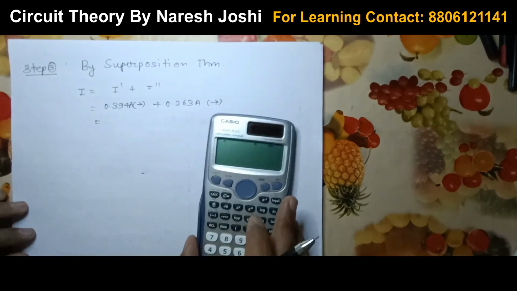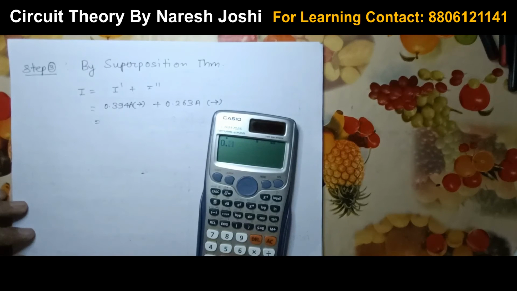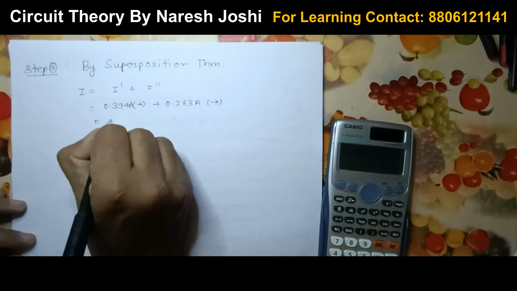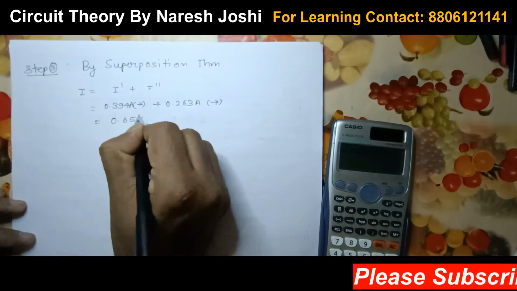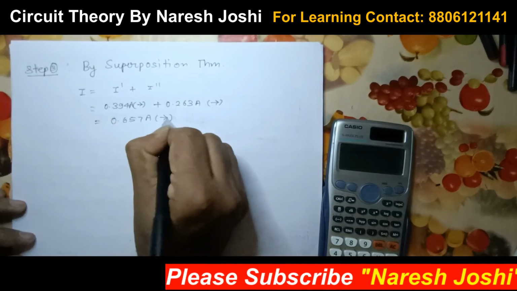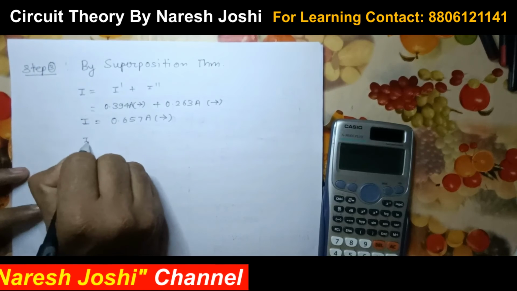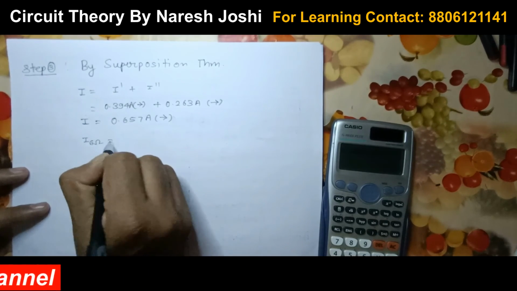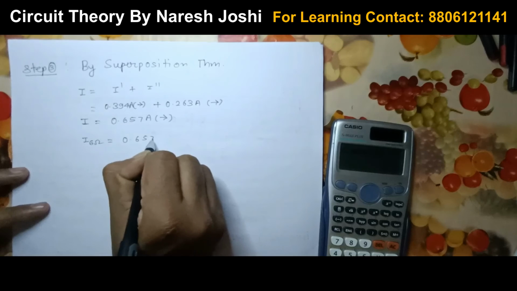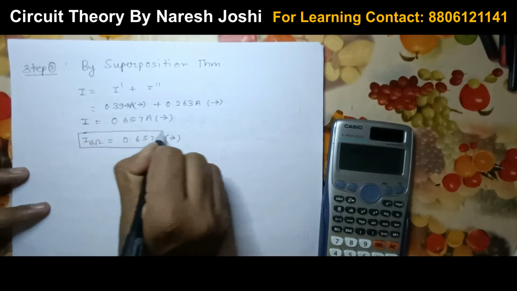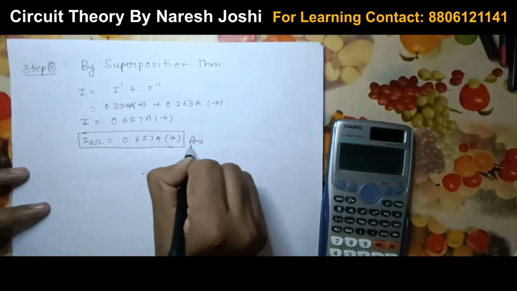So here first 0.394 plus 0.263. So this is 0.657, okay. So this is the answer, 0.657 ampere, and direction is this one. So this is the value of I, and this is the same value of current passing through the 6 ohm, and it is 0.657 ampere, okay. So this is our final answer. Clear? So I will write this like this.